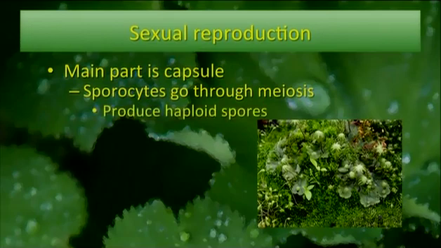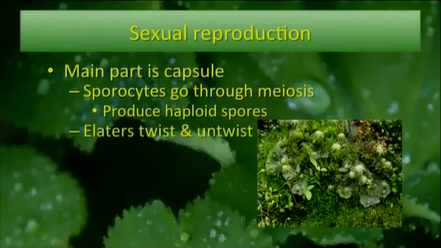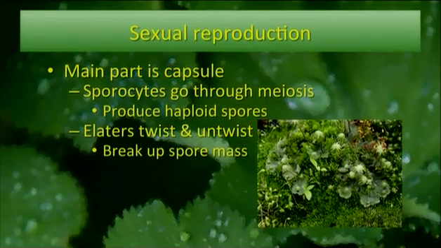They produce haploid spores, because meiosis, remember, reduces the chromosome number by half. There are other cells that develop into structures called elaters, and these elaters twist and untwist rapidly. These are long stringy structures inside the capsule, and they help to break up the mass of spores. They're sensitive to changes in humidity, so they twist and untwist and break up the spore mass. So that is sexual reproduction in thalloid liverworts.